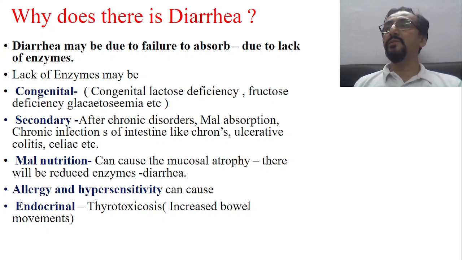See, in celiac disease, actually what happens? The mucosal atrophy will be there. Crohn's disease, again the mucosa is damaged. Ulcerative colitis, again the mucosa is damaged. Because of the damage to that particular mucosa, enzymes are not produced, and that may lead to the problem.